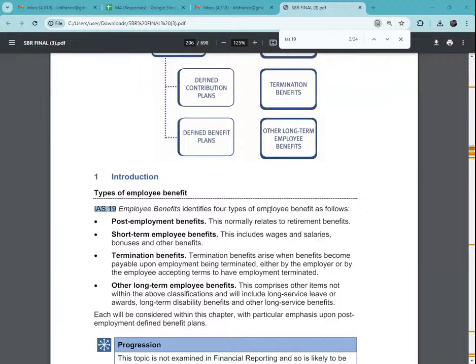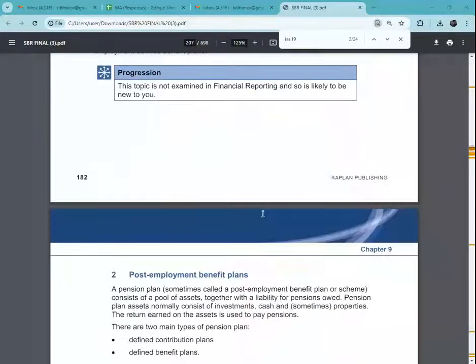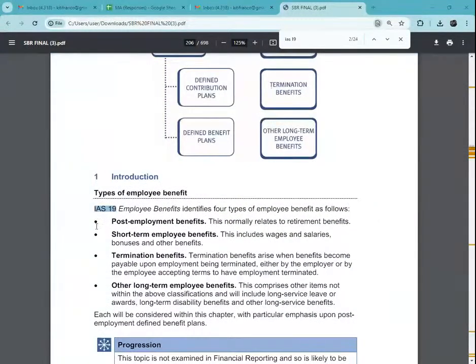We have here the introduction: types of employee benefits. That's IAS 19, Employee Benefits. IAS 19 identifies four types of employee benefit as follows. We have post-employment benefits.